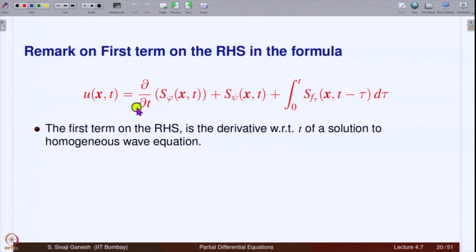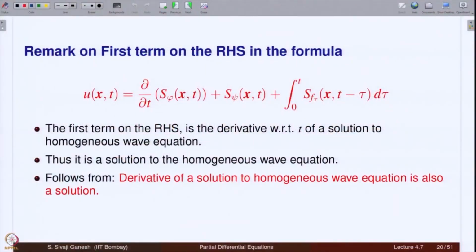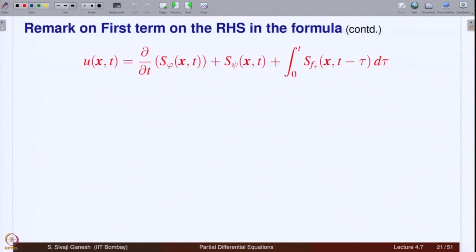Now, the first term is a time derivative of a solution to the homogeneous wave equation. Therefore, it is itself a solution, and one can check that. If you have a homogeneous wave equation and u is a solution to that, then the partial derivative of u with respect to t is also a solution, and so is the k-th derivative of u with respect to t. We have already mentioned this in one of the earlier tutorials; otherwise you can just check. So, it is a solution, there is no doubt about that. It follows from the fact that the derivative of a solution is a solution for the homogeneous wave equation. Now, we have to check the initial data.